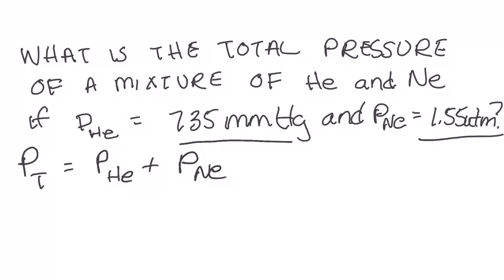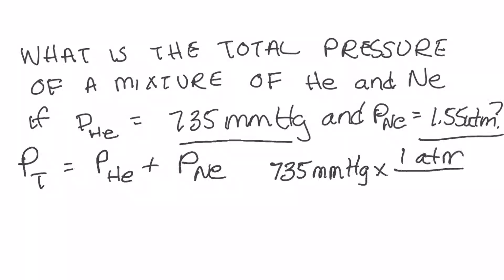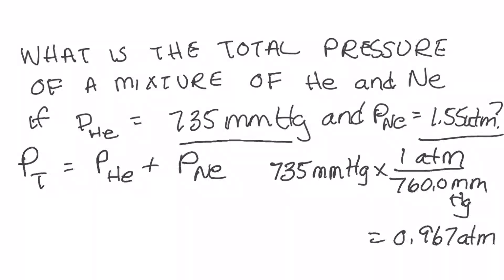You can choose whichever you want to convert unless the problem asks you specifically for one unit. But I usually like to end up in atmospheres, so I'm going to convert the millimeters. So 735 millimeters of mercury times the conversion factor, which is 1 atmosphere for 760.0 millimeters of mercury. And I get a final answer of 0.967 atmospheres.